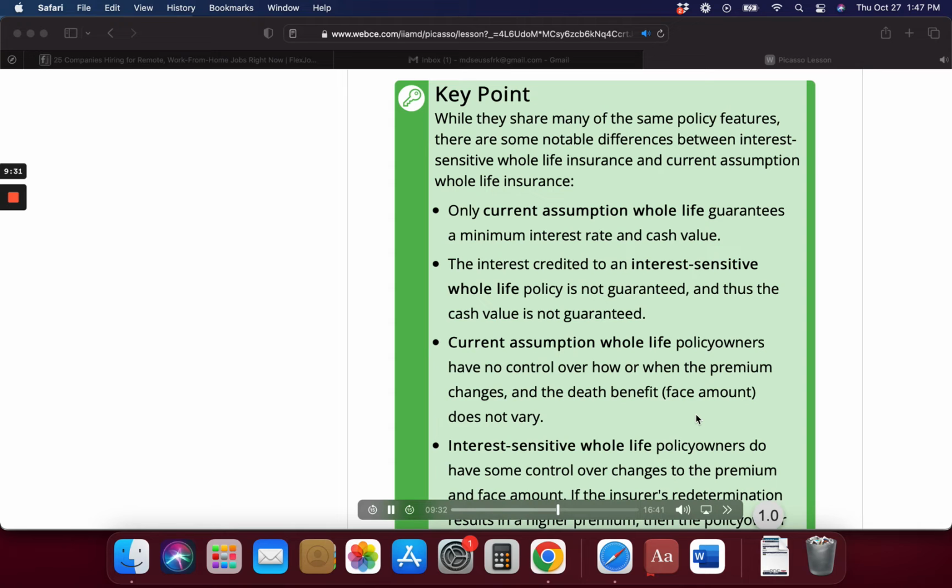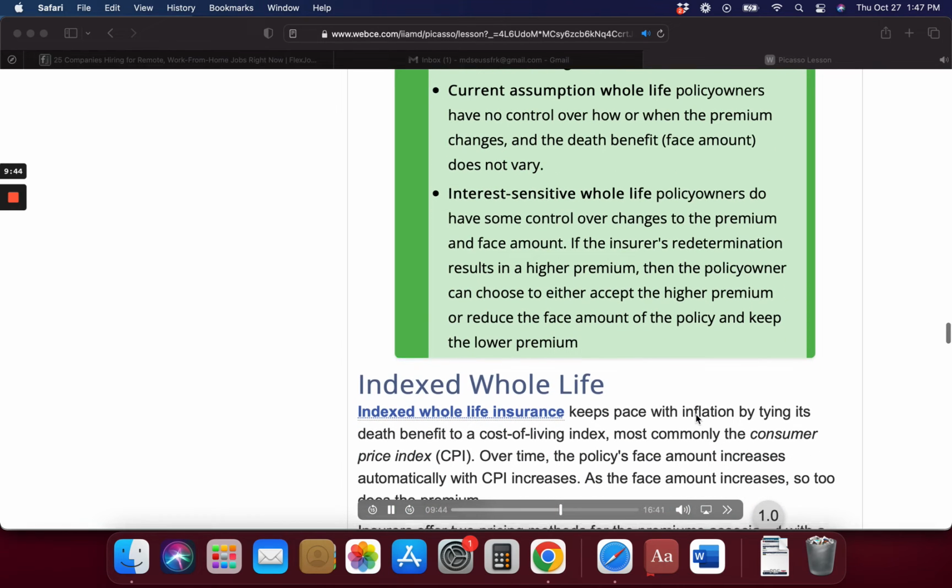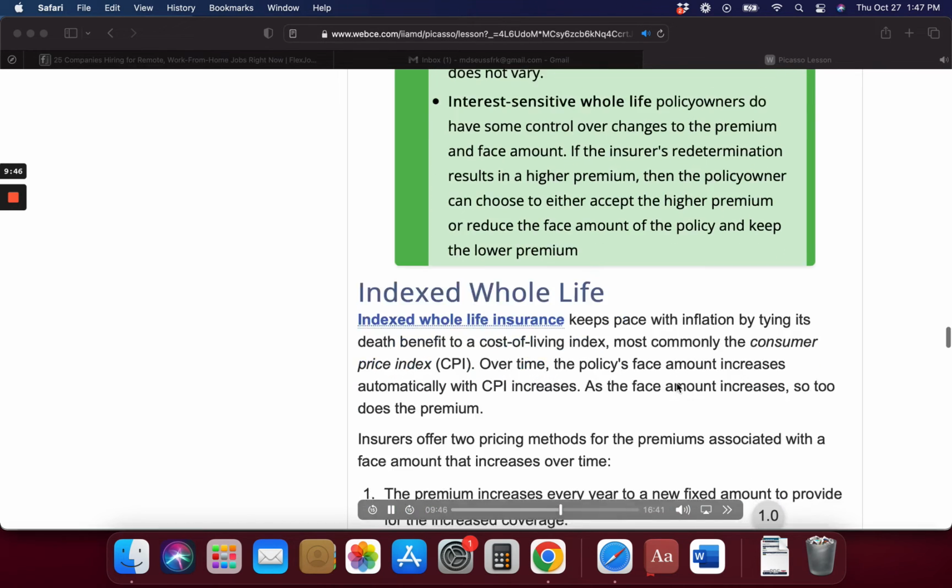Interest-sensitive whole life policy owners do have some control over changes to the premium and face amount. If the insurer's redetermination results in a higher premium, then the policy owner can choose to either accept the higher premium or reduce the face amount of the policy and keep the lower premium.